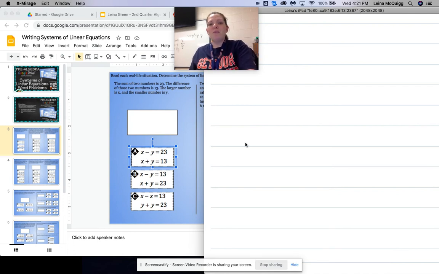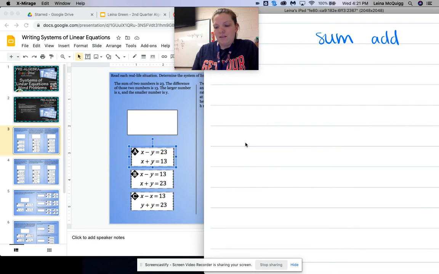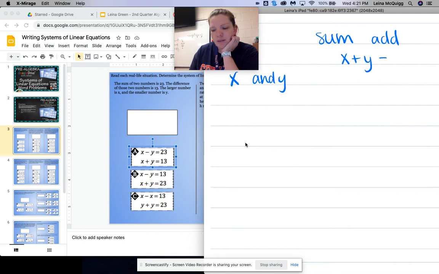All right. So the sum of two numbers is 23. The difference of those two numbers is 13. The larger number is x and the smaller number is y. Okay, so what does this mean? Well, sum means add, right? So we're going to use x and y to represent our two numbers, okay? So the sum of those is 23. So that means when I add them, x plus y, I'm going to get 23.